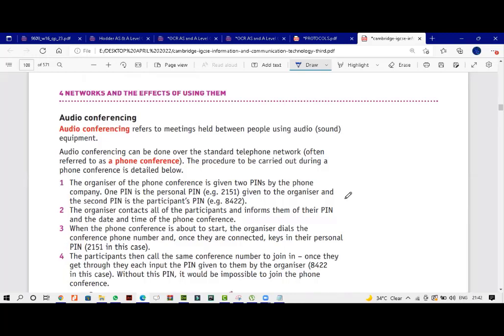Okay sir, I have just one question. In the advantages of cloud, can we also write that in case your computer catches a virus, the data on the cloud is secure?